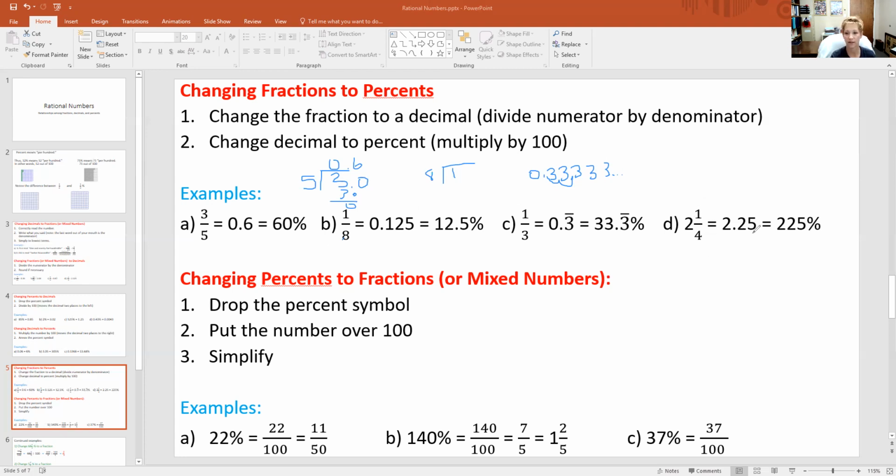All right, 2 1/4. So 1/4 is 0.25. So you can take 1 and divide by 4 and get that decimal. And then when you move it 2 to the right, you get 225%.